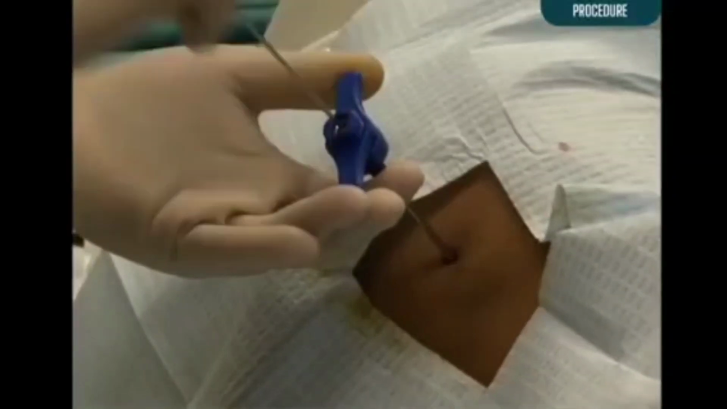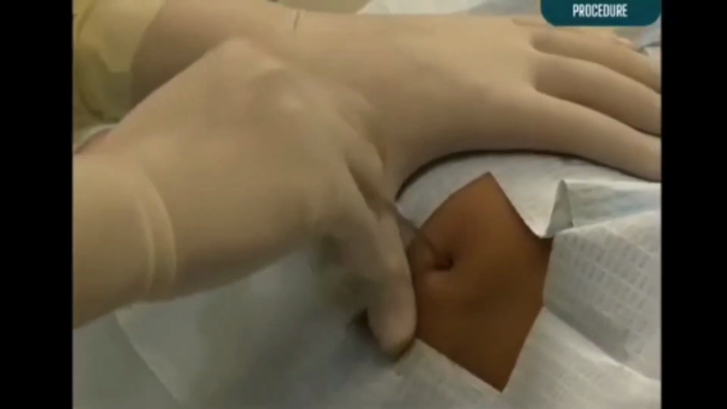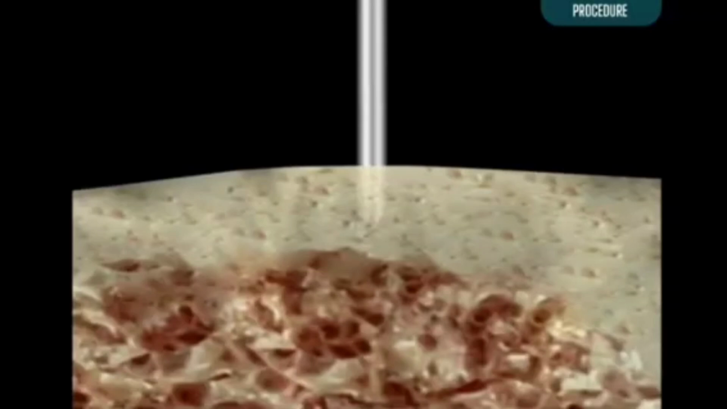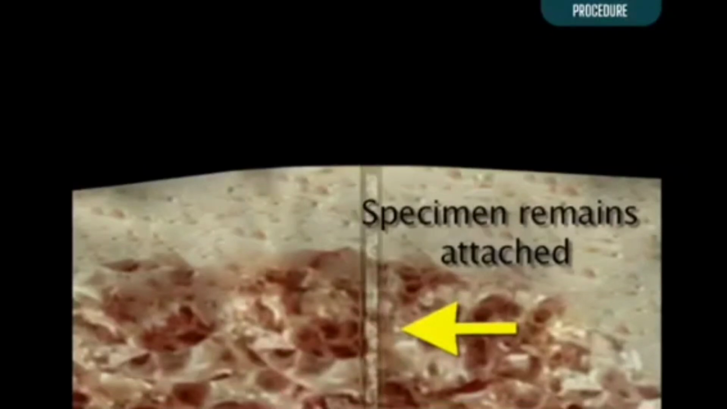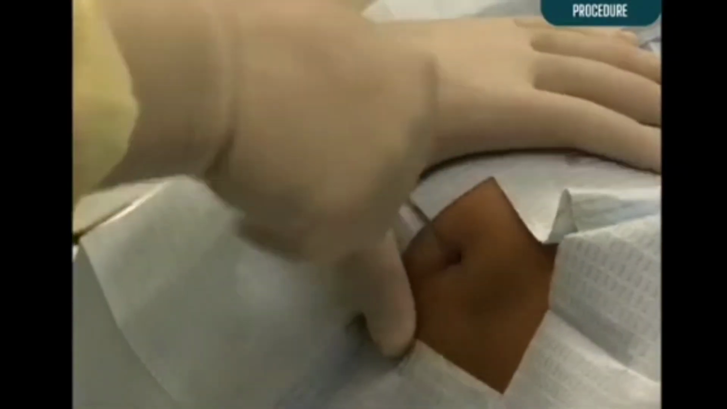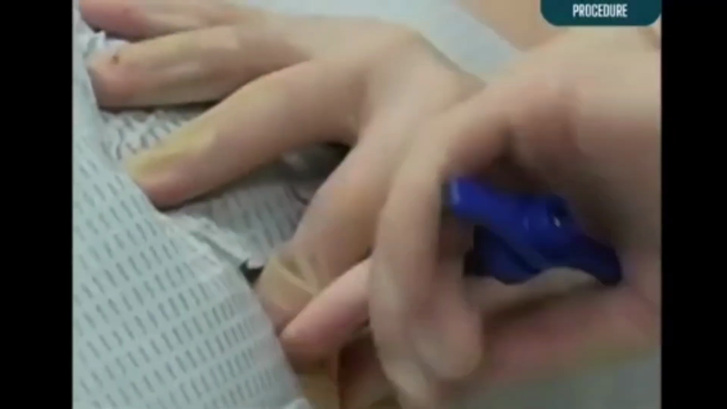In order to remove the biopsy specimen, it must be detached from the surrounding marrow and bone. Do not pull the needle straight out, as doing so may allow the specimen to remain attached to surrounding marrow and prevent it from being removed in the needle. Rotate the needle 360 degrees several times in both clockwise and counterclockwise directions prior to removal.